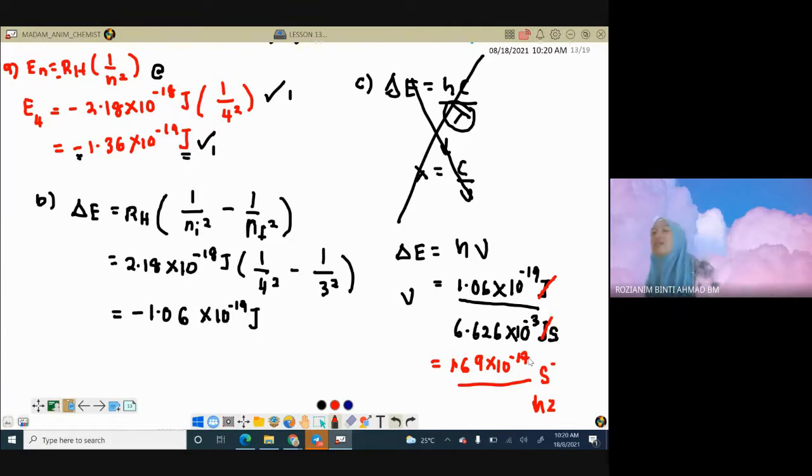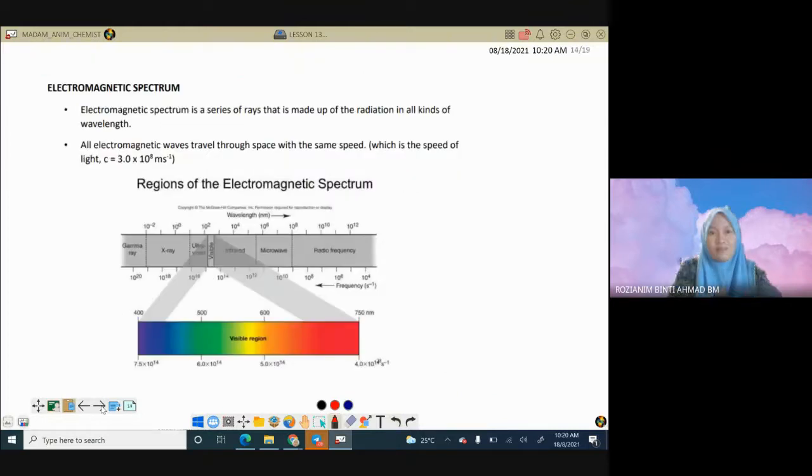Kejap Atif. Buat susu adik sekejap. Kejap korang, baca kejap electromagnetic spectrum. Saya buat susu budak ni. Mana botol adik?